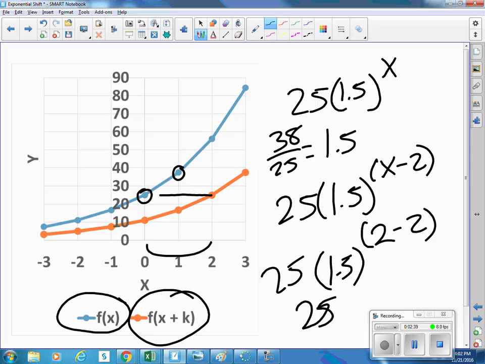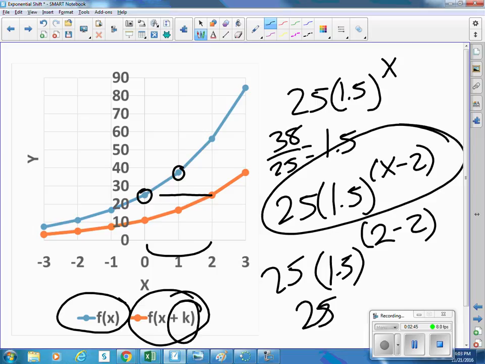And in order to do that, this k right here would have to be a negative 2. I'd add a negative 2.